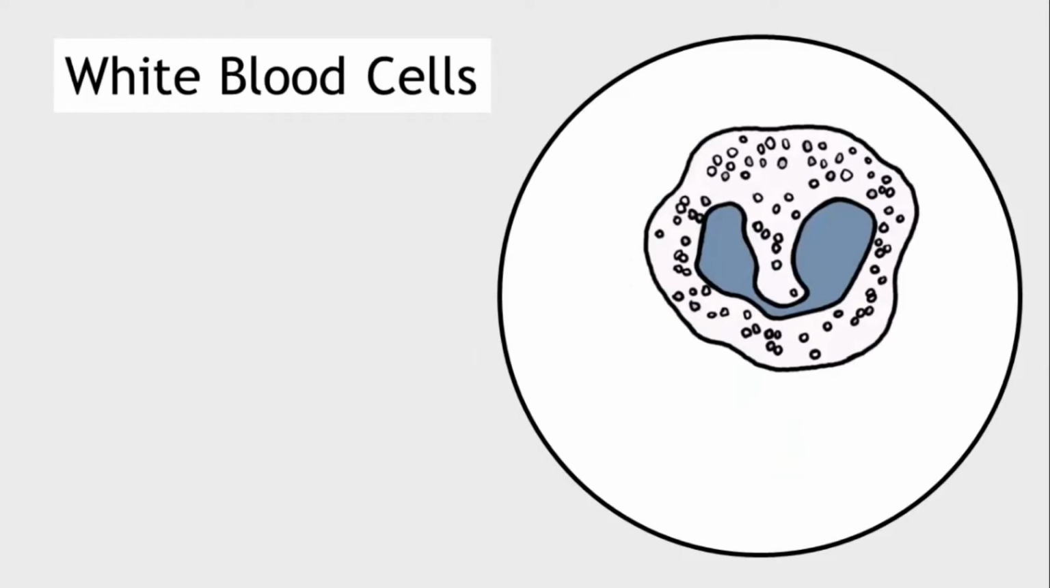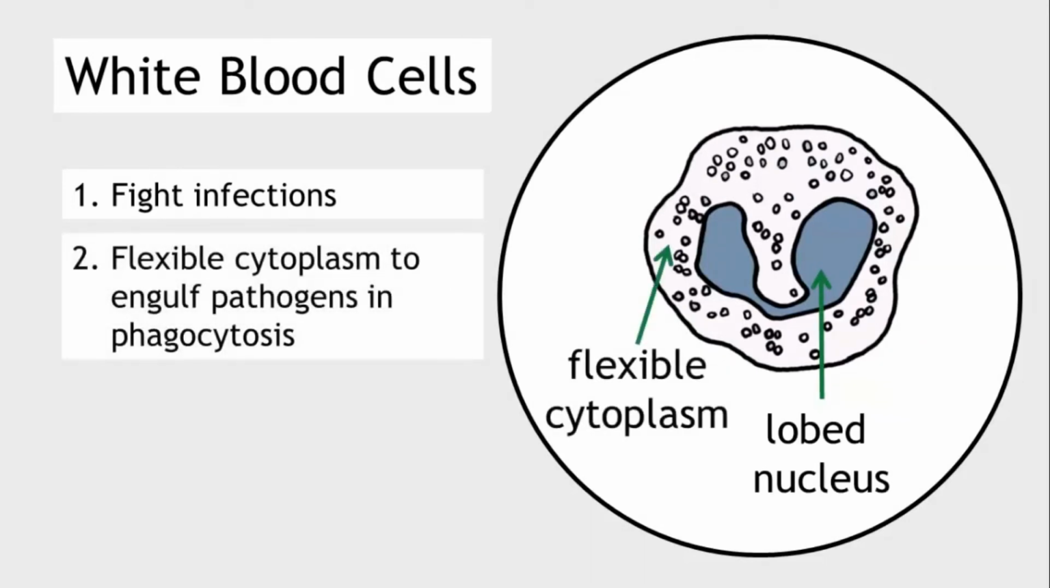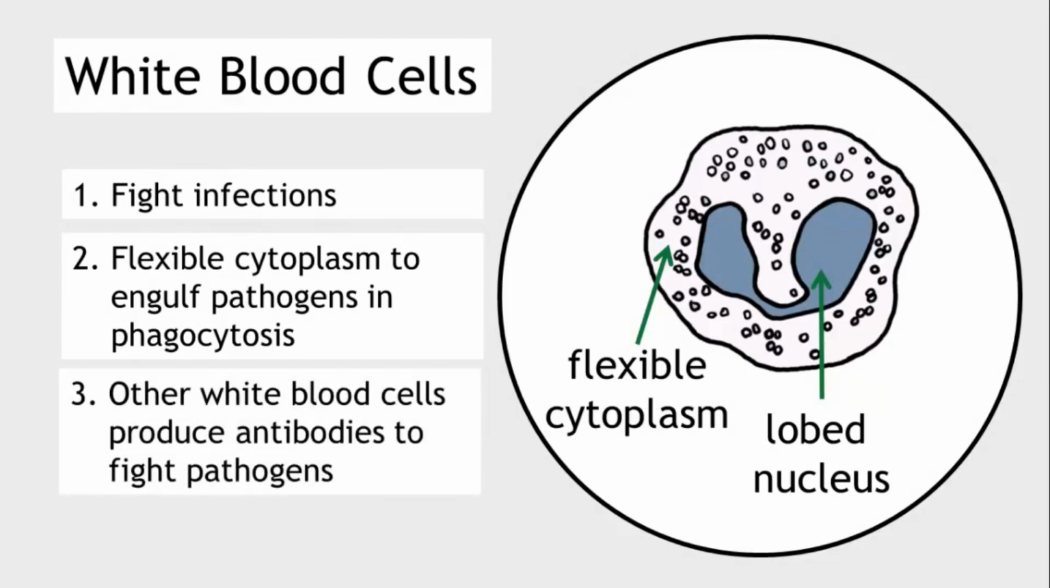Finally, the white blood cells enable us to fight infections. They can be identified by the characteristic lobed nucleus. White blood cells have a flexible cytoplasm so that they can engulf pathogens in a process called phagocytosis. Some other white blood cells are specialized to produce antibodies, and it's these antibodies that fight pathogens.